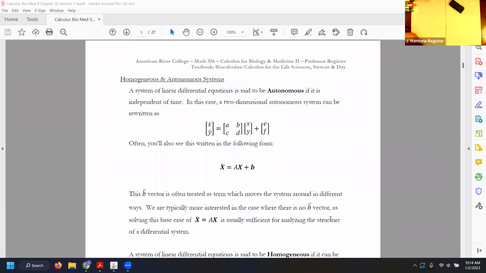Now, the next key term to try and make it even simpler is autonomous. And so a system of linear differential equations is said to be autonomous if it is independent of time. In this case, a 2-dimensional autonomous system can be written as this: x dot, y dot equals ABCD, XY plus EF, where all of those variables, A, B, C, D, E, F, are now just numbers.